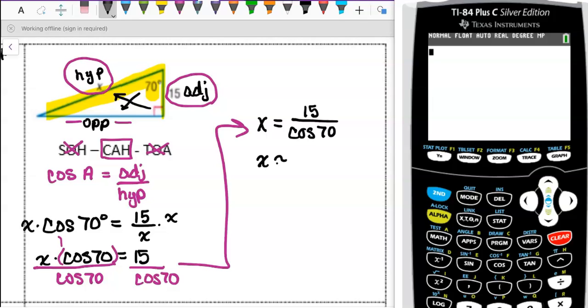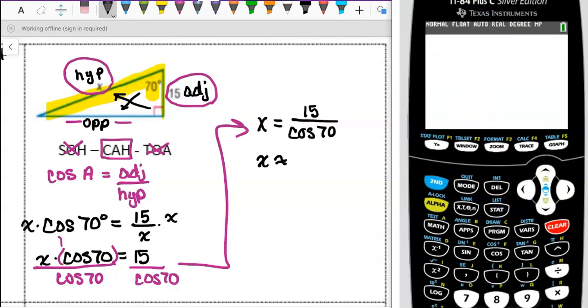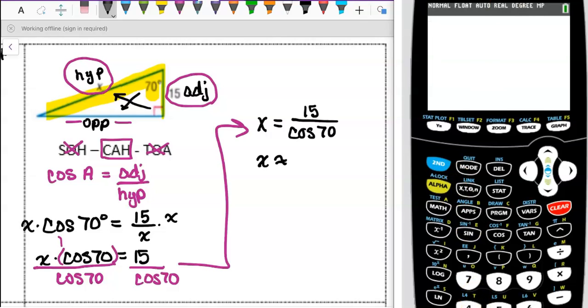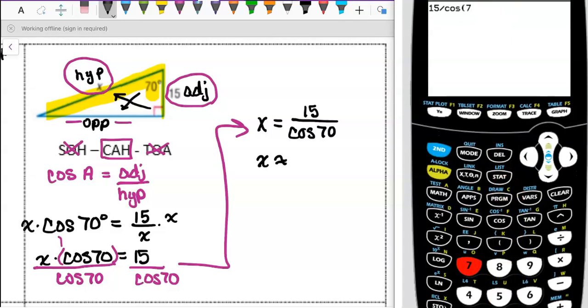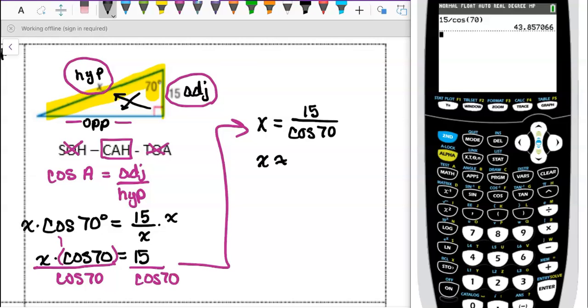So let's get an estimate for this. So I'm going to grab my calculator, and I want to take, let me move this up just a little bit. I'm going to take 15, and I'm going to divide that by the cosine of 70. Still can't reach. Parenthesis, and then equals. Okay, so x equals 43.9. Remember, we round to the nearest tenth. Let's look at our next example.